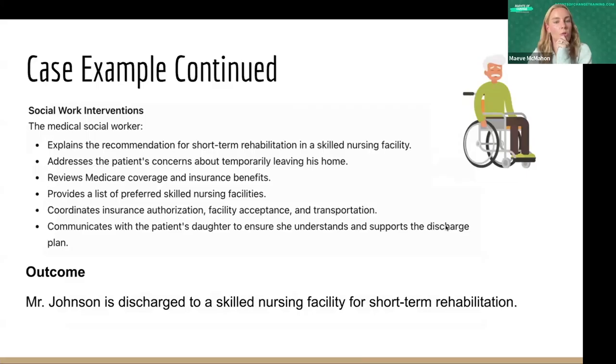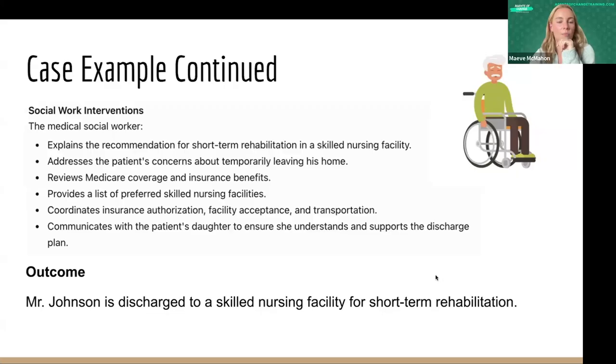So a medical social worker would talk with this person and explain their recommendation for short-term rehab in a skilled nursing facility. They might know what that is. This might not be their first rodeo, or they might have a lot of questions about what a skilled nursing facility is. So we're addressing those concerns about leaving his home temporarily. We would review Medicare coverage and insurance benefits, and then provide a list of preferred skilled nursing facilities that are within his insurance. And then we coordinate insurance authorization, facility acceptance, and transportation. Now you know why I said earlier that this can take a long time.